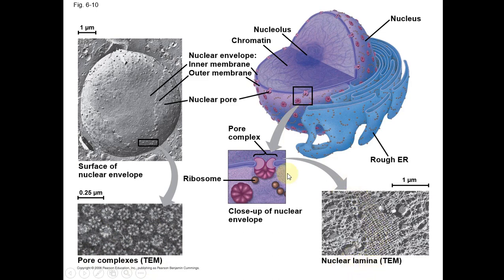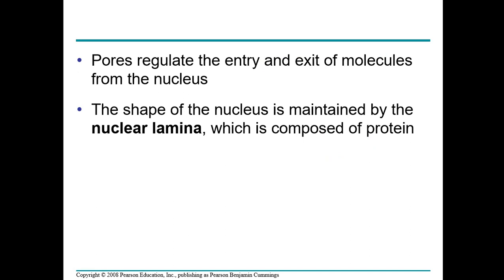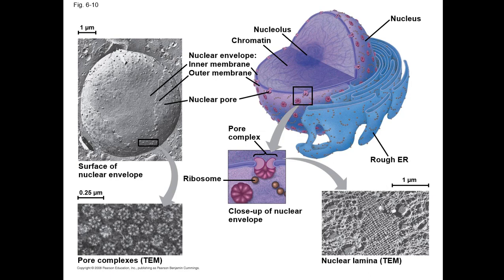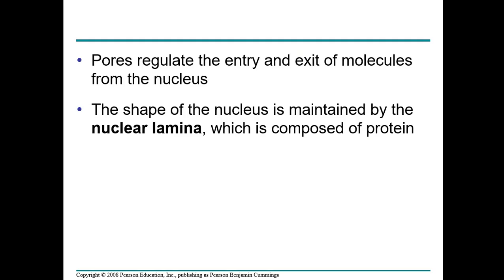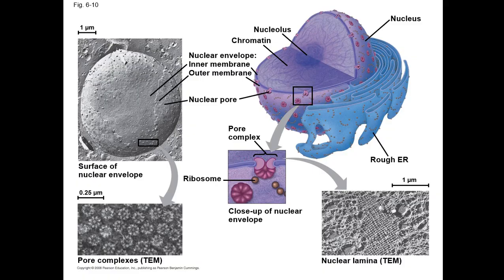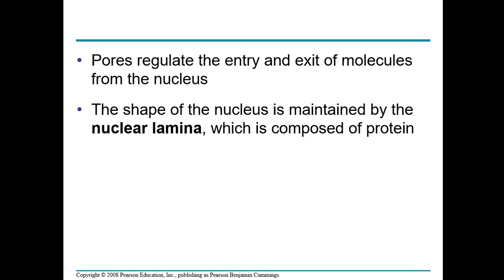It looks like a fiber then. Inside the nucleus, you call this lamina. Para siya mga fiber-made parts. Pores regulate the entry and exit of molecules from the nucleus, in and out. The shape of the nucleus is maintained by nuclear lamina. Para siyang cytoskeleton. Kaya fiber. That maintains the shape and structure of the nucleus, which is composed of protein. So, they are composed of protein, mga fibers.